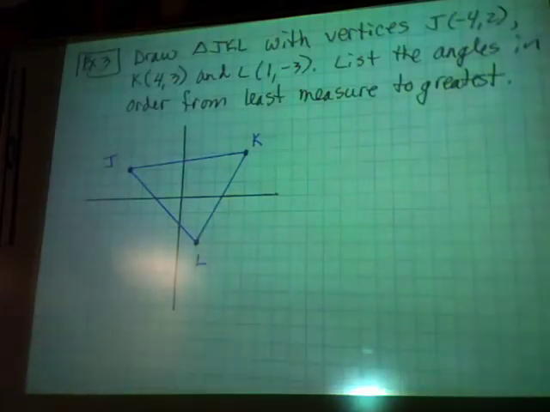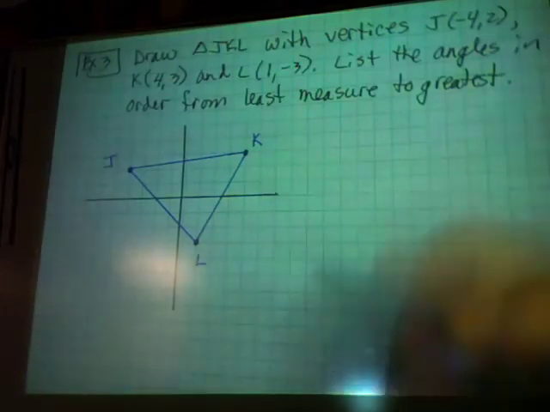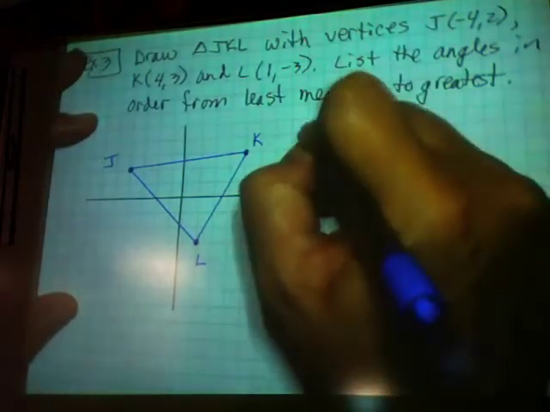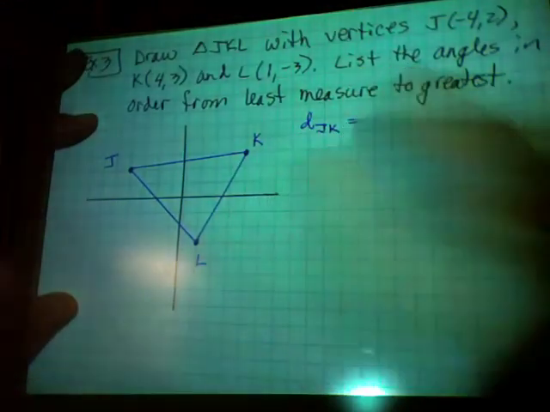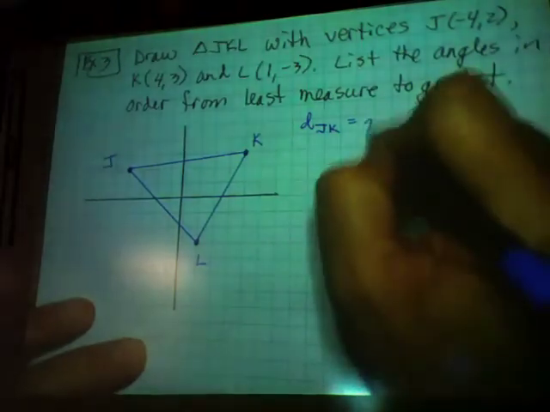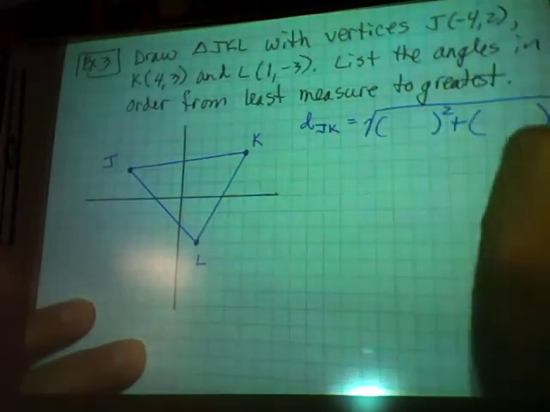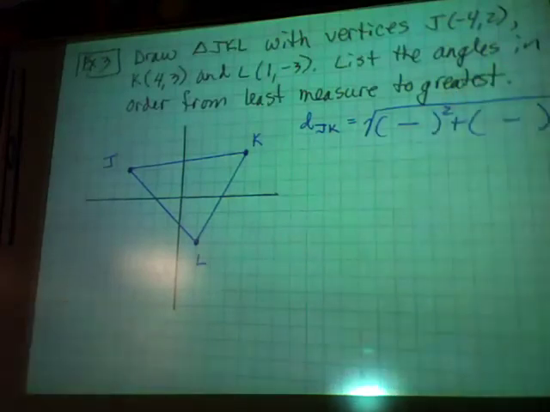All right, so we are going to find the distance of each side. So the distance from J to K is equal to. So go ahead and just start plugging into the distance formula. You have to know what the distance formula is first, and there is our template.